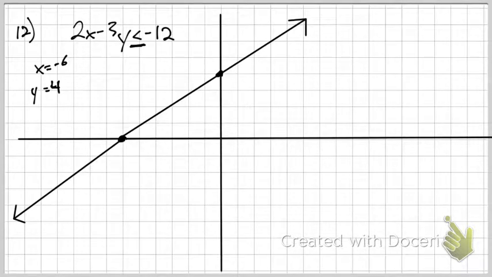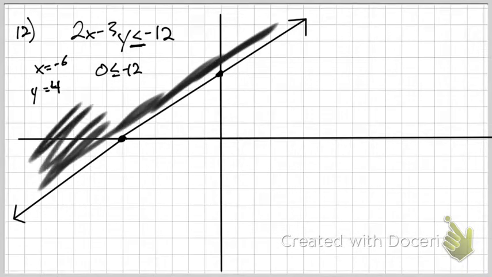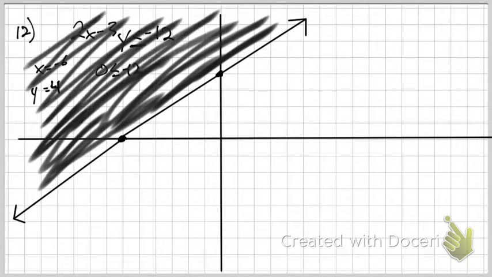What looks like the easiest point to test here? 0, 0. The origin. So if I slap in that 0, 0, I get 0 is less than or equal to -12. Is that true? 0 is less than -12? No, so origin's not true. That means I got to shade up here. The origin test, pretty nice test. You can test any point. Just the origin's the easiest, all right?